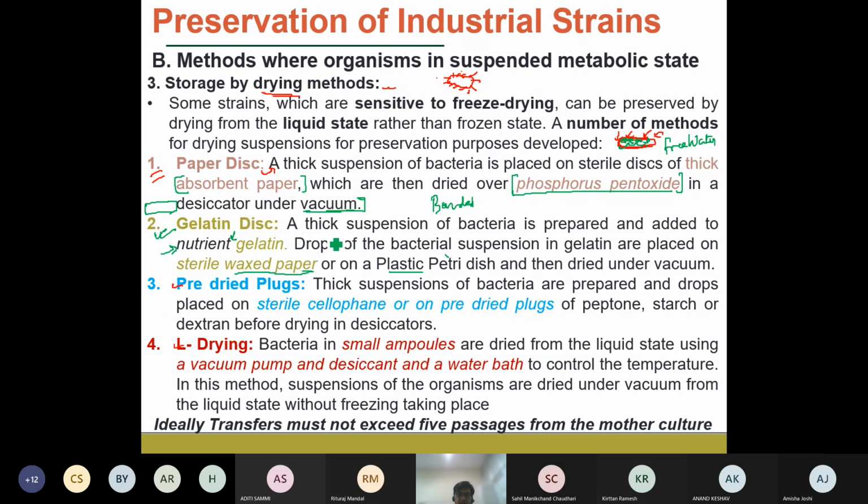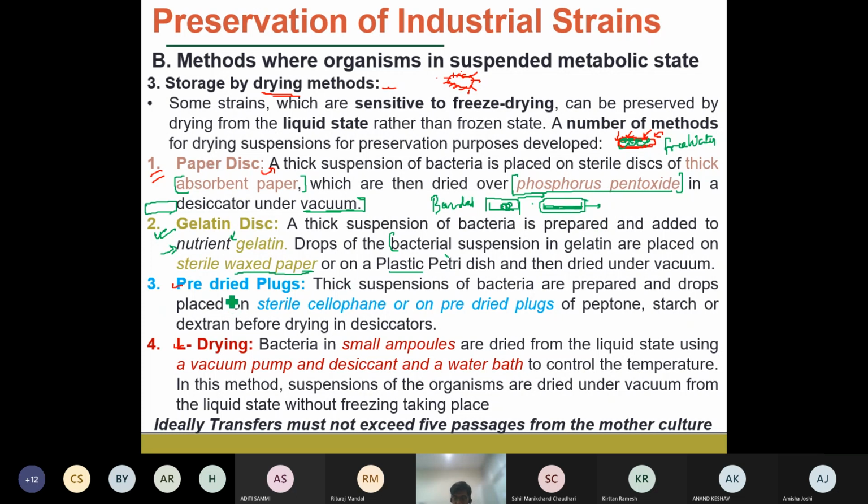So in this case, we take the nutrient gelatin, we add the bacterial suspensions, okay, and a very small volume of it is placed either on the petri plates or on the waxed papers. And what is happening when you apply the vacuum? This particular droplet is going to spread onto the surface of the plates, forming a very thin layer of the microorganisms. Okay, and then we can store these plates under refrigerated conditions, to store that particular type of bacteria.